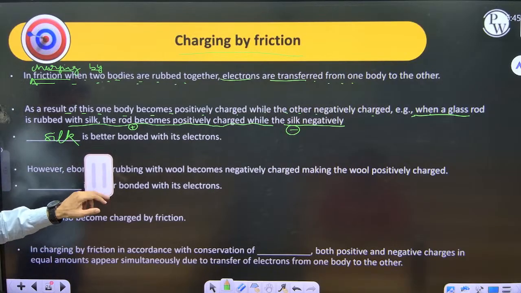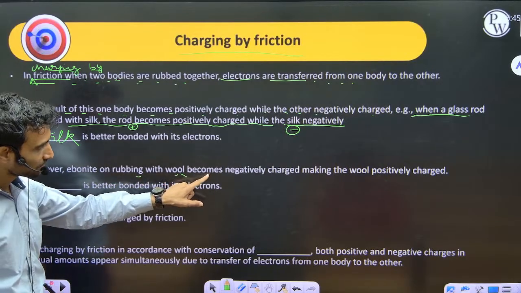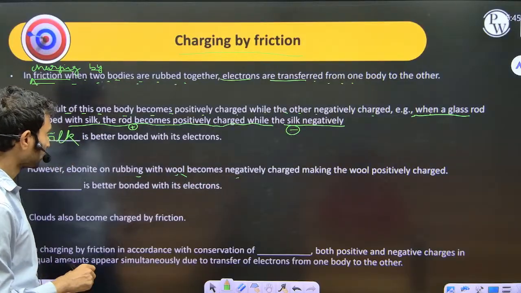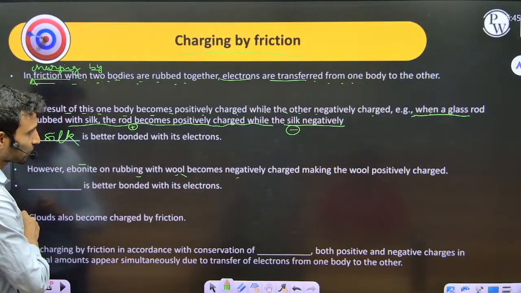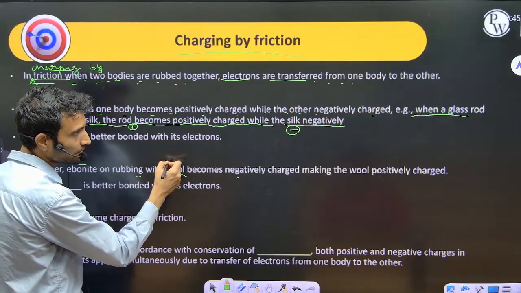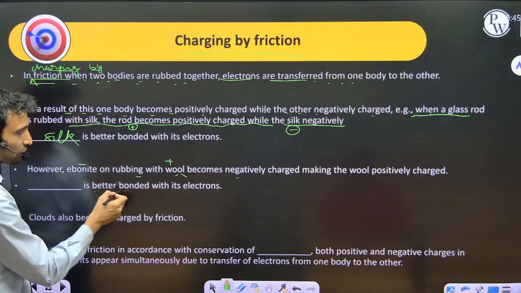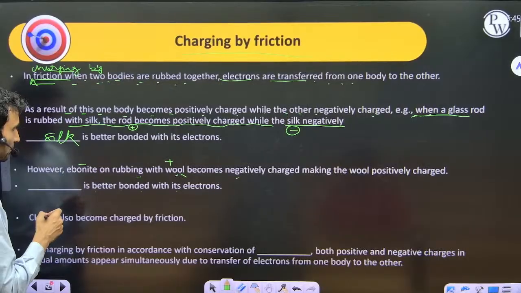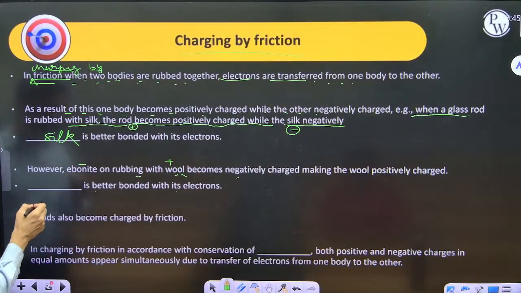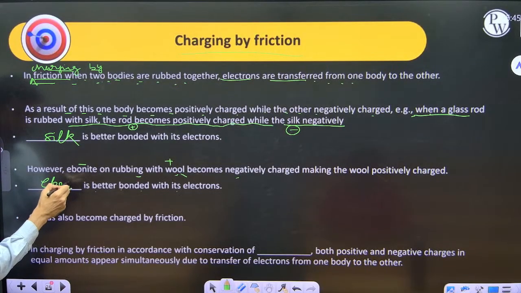However, ebonite on rubbing with wool becomes negatively charged. So ebonite gets negative charge and wool gets positive charge. Wool is better bonded with its electrons. Ebonite.